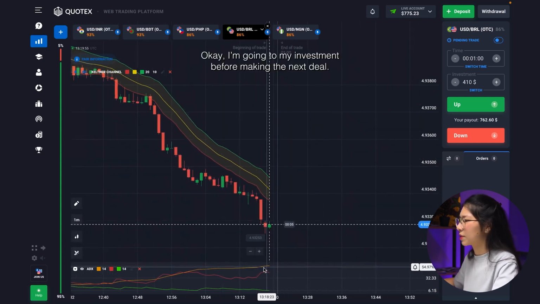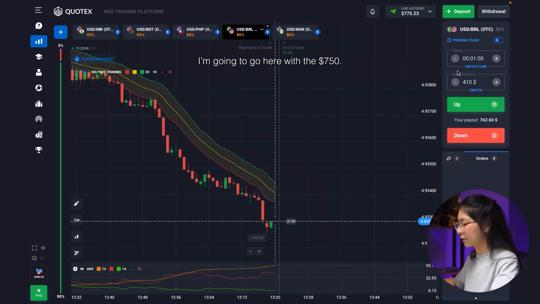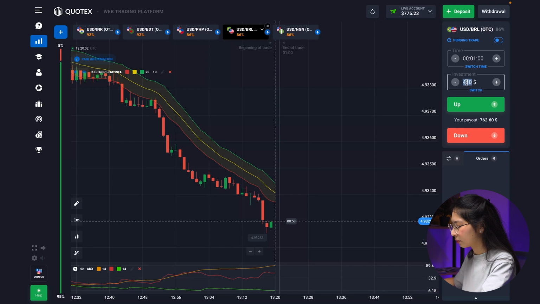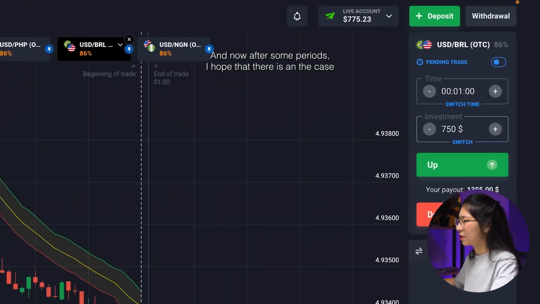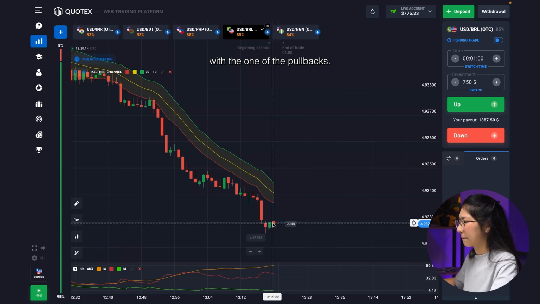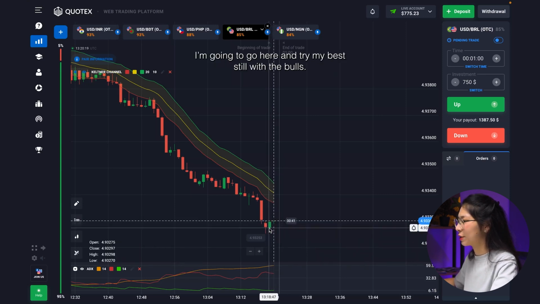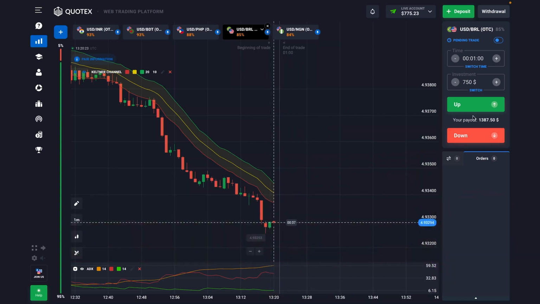Okay, I'm going to my investment before making the next deal. I'm going to go here with $750. So the investment is done, and now after some periods, I hope that there is a case with one of the pullbacks. And I'm going to go here and try my best still with the bulls. So let's try.